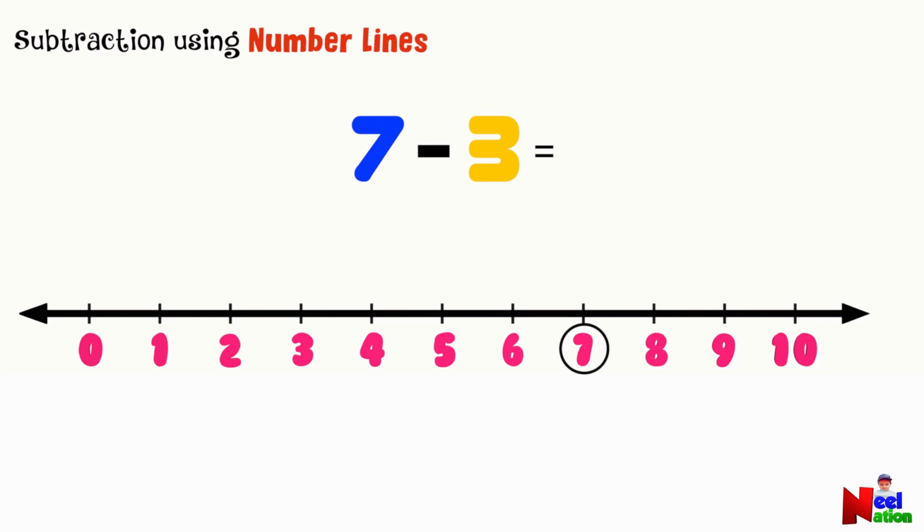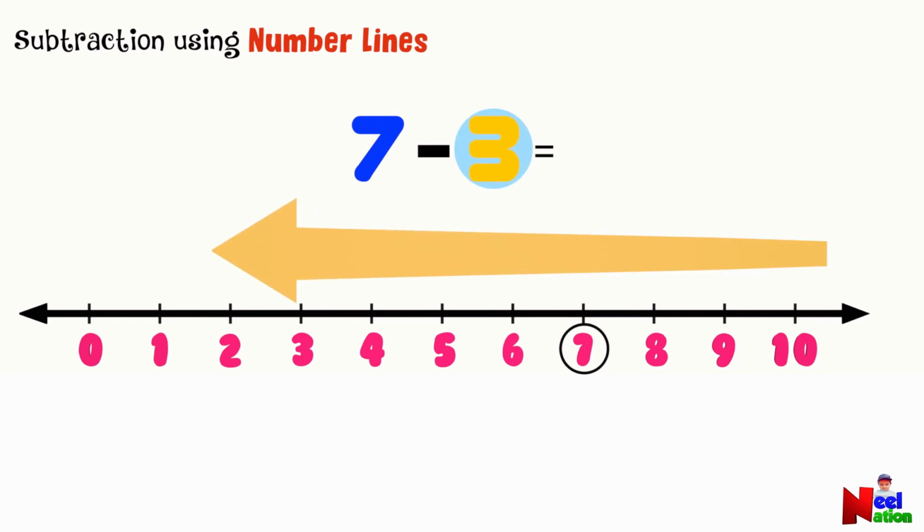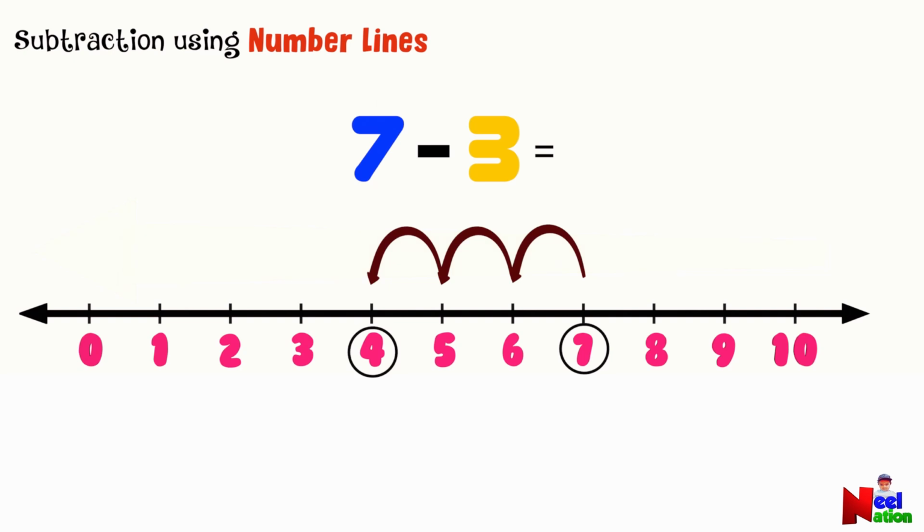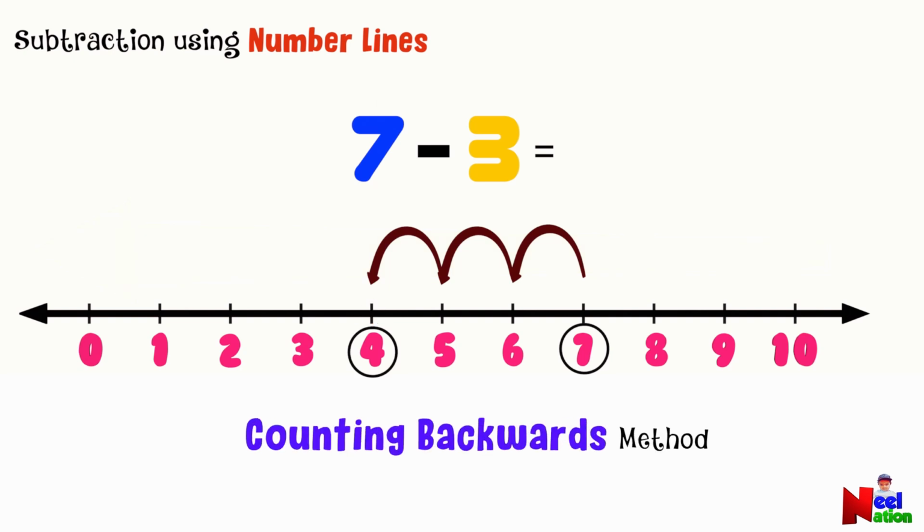To take 3 away from 7, we make 3 jumps to the left. So it is 6, 5, 4. So we landed on 4. So when we take 3 away from 7, we get 4. This is called the counting backwards method.